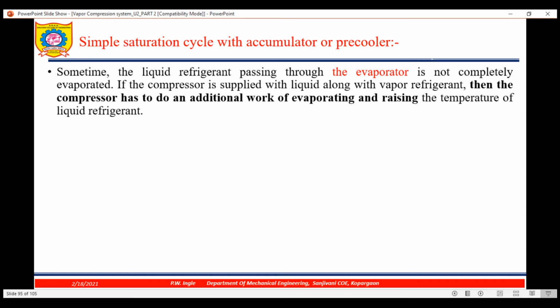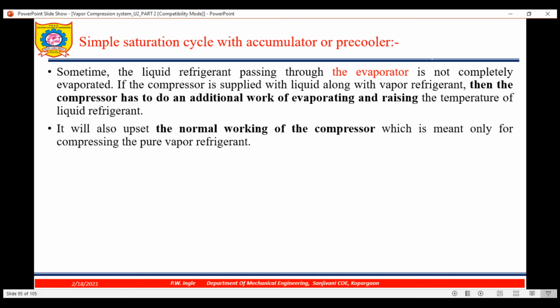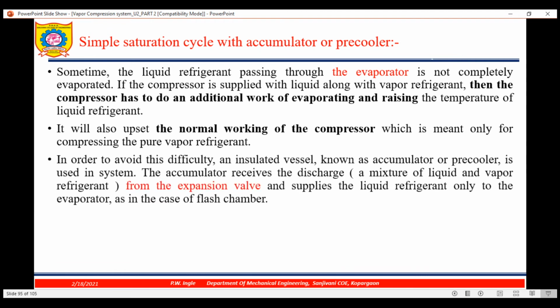But if there is incomplete evaporation in the evaporator, then the compressor has to do the additional work of evaporating and raising the temperature of the liquid refrigerant. Correct? So it will also offset the normal working of the compressor, which is meant only for compressing pure vapor refrigerant. So in order to avoid this difficulty, the insulated vessel known as accumulator or pre-cooler is used in the system. This accumulator receives the discharge from the expansion valve and supplies the liquid refrigerant only to the evaporator, as in the case of the flash chamber.